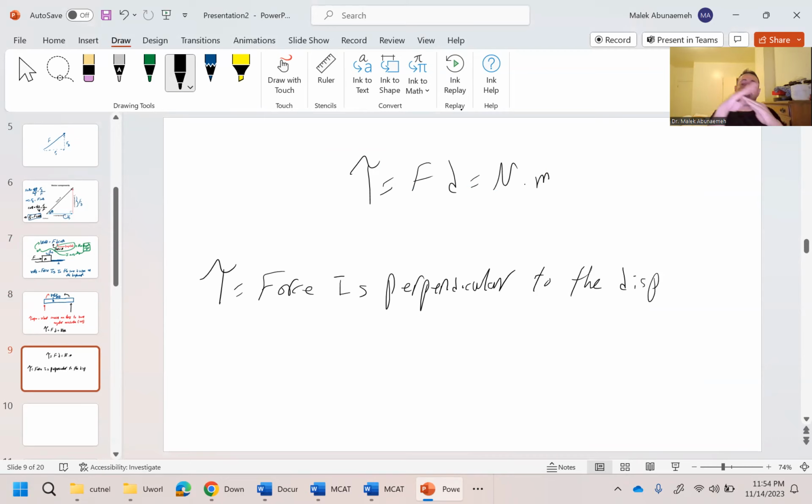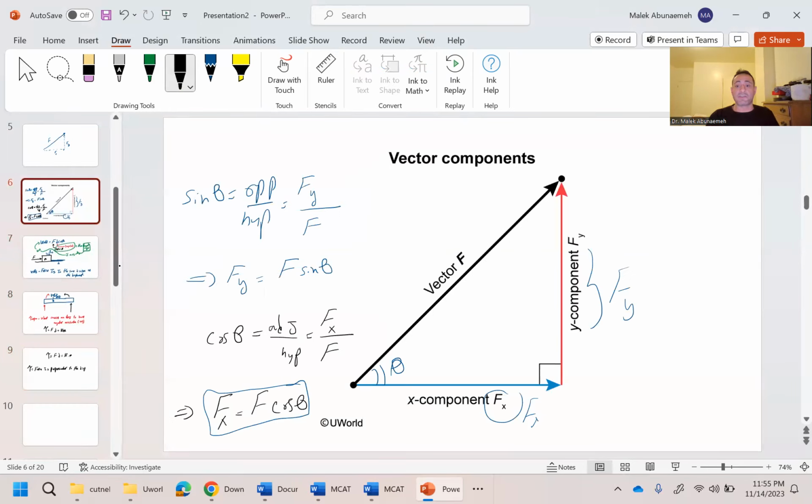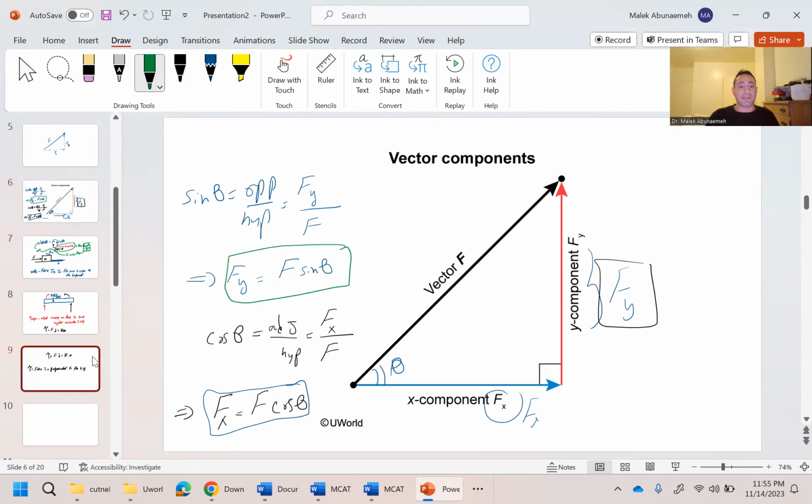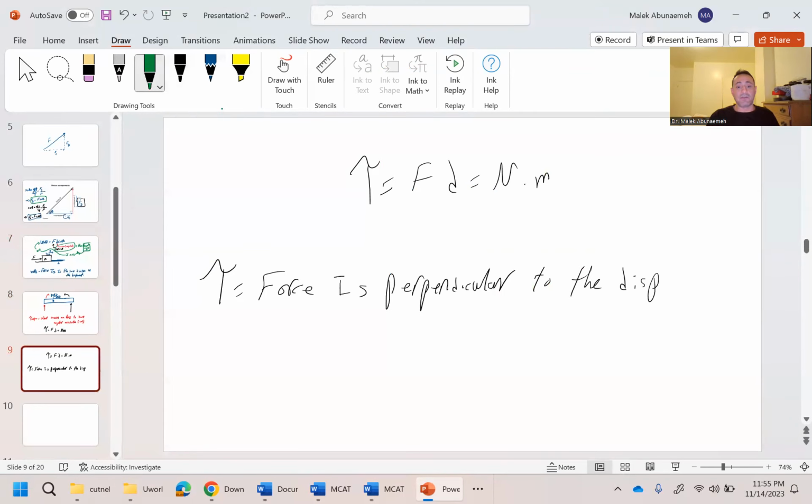Because again, you're going in a rotational moment. So the force itself is going to be perpendicular to the displacement in order for you to go in a rotational moment. So going back to our little fellow here, we are concerned about this y component, which is F sine theta. So your torque is going to equal F times d times sine the angle.